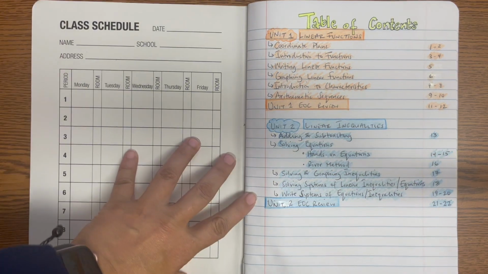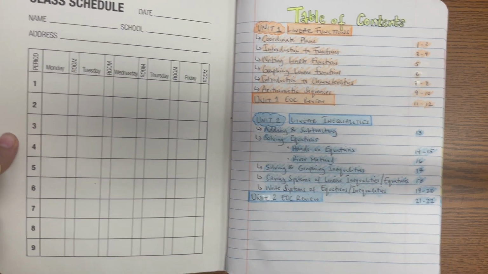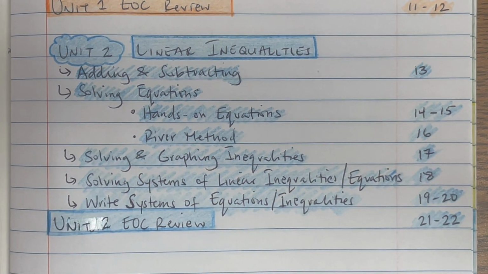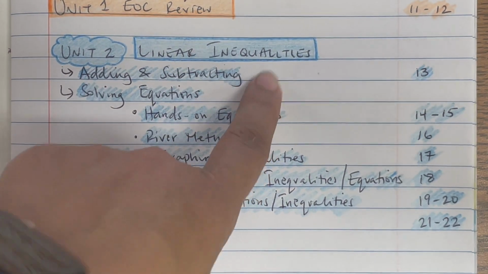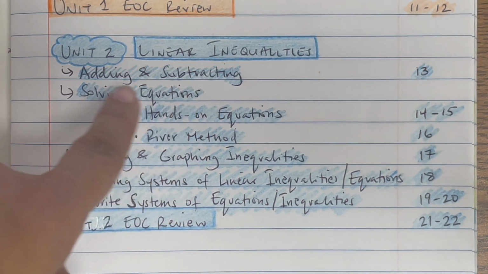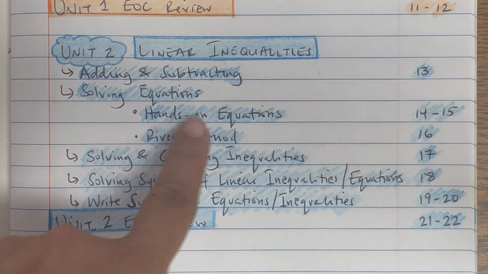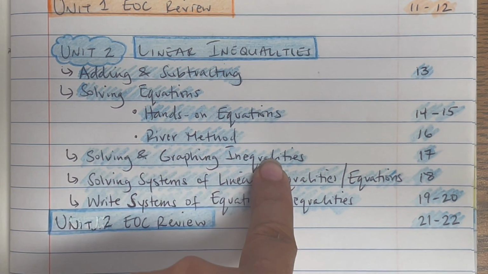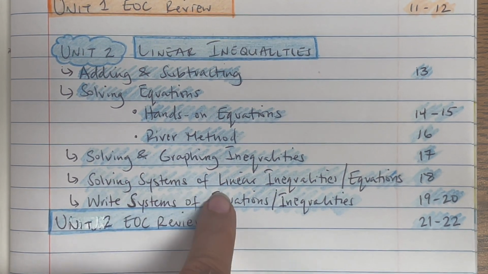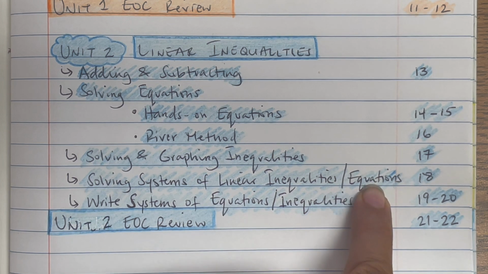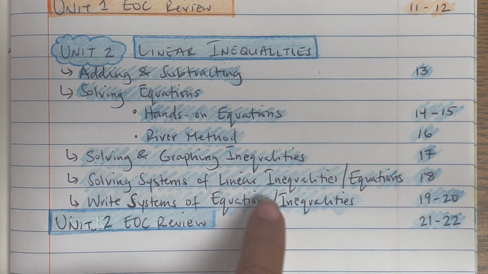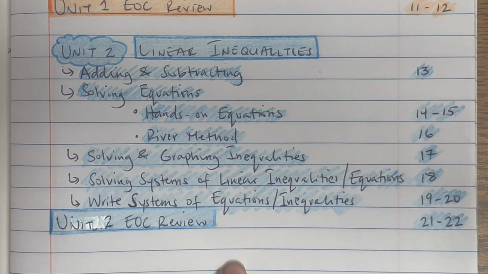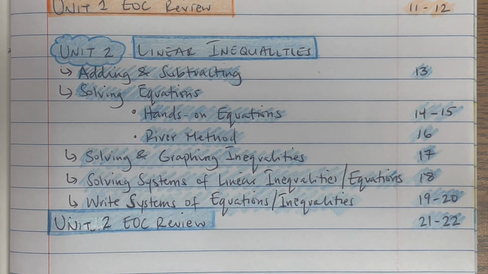All right. So again, table of contents. This is Unit 2. Pause the video and copy this down. Unit 2, linear inequalities. Adding and subtracting, solving equations by hands-on equations by the River method. Solving and graphing inequalities. Solving systems of linear inequalities / equations. Write systems of equations / inequalities. And Unit 2 EOC review. Pause the video and copy that down.